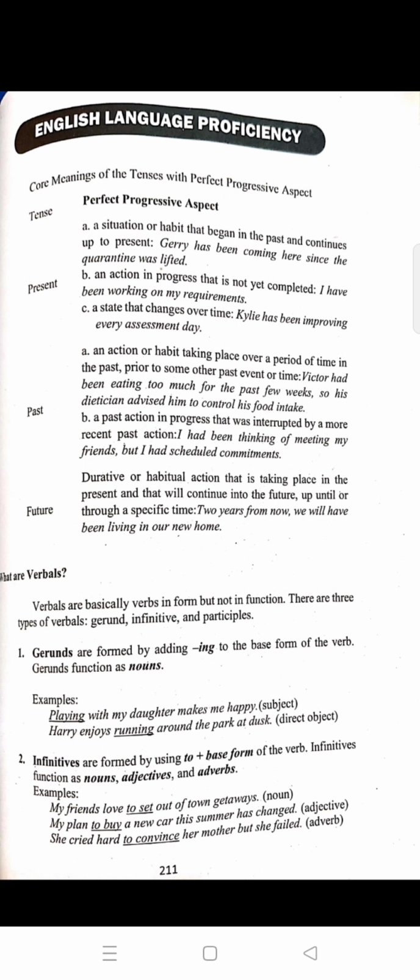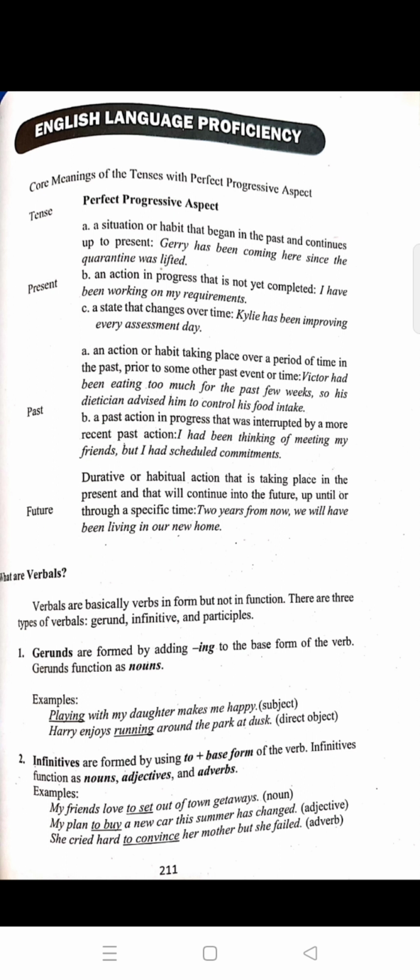Next is infinitives. Infinitives are formed by using to plus base form of the verb. Now, these infinitives function as nouns, adjectives, and adverbs, and they don't function as verbs. My friends love to sit. So that is an infinitive because you have the to plus the verb sit. And it is used as a noun. My plan to buy a new car this summer has changed. To buy a new car, what is your plan? It's to buy a new car. To buy is trying to modify my plan. Therefore, it is functioning as an adjective in the sentence.